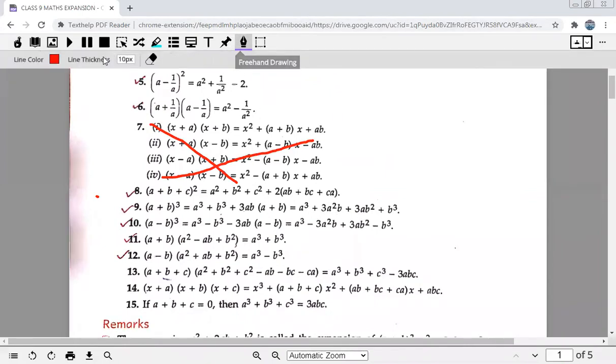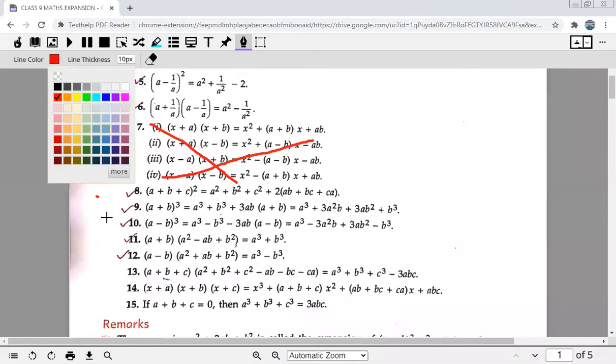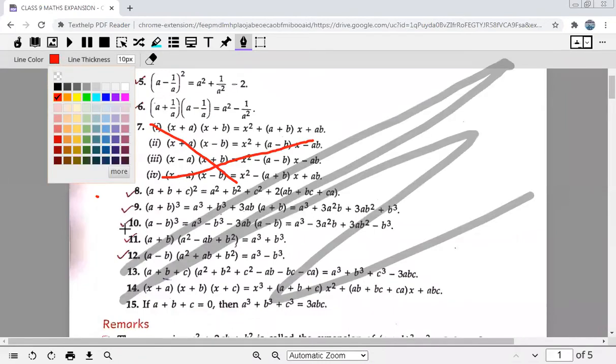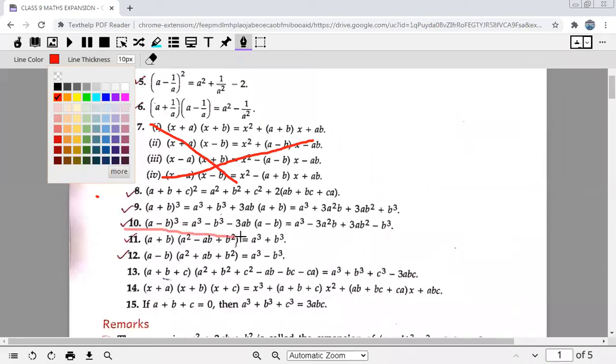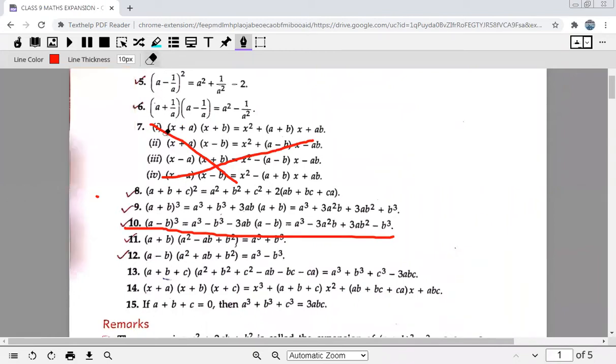Then there is one formula, A minus B whole cube. What is A minus B whole cube? A cube minus B cube minus 3AB within bracket A minus B. It's clear? So you can see here, A minus B whole cube equals A cube minus B cube minus 3AB within bracket A minus B.